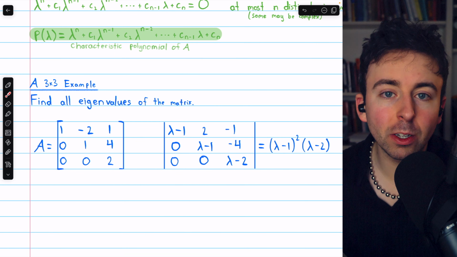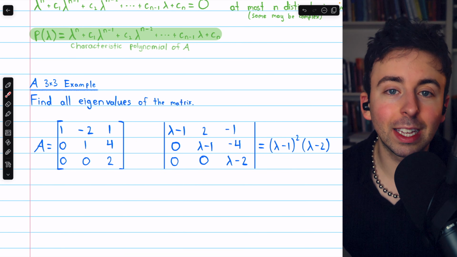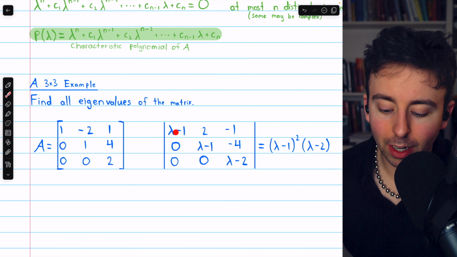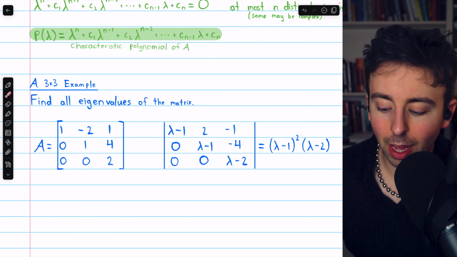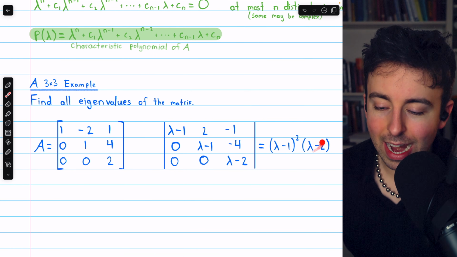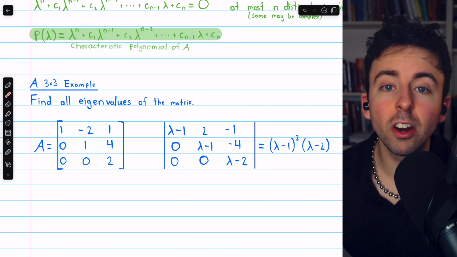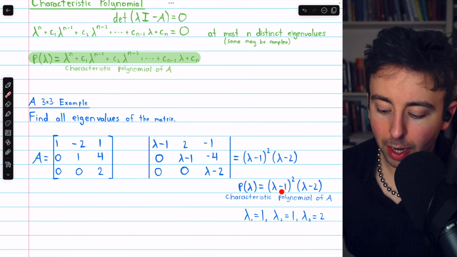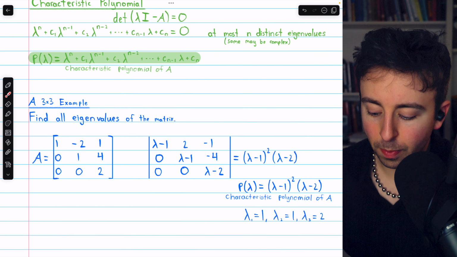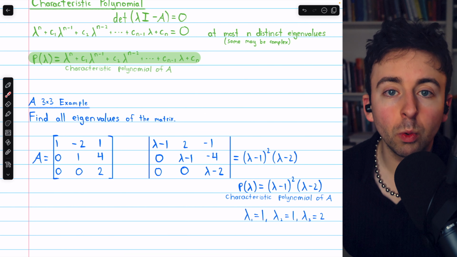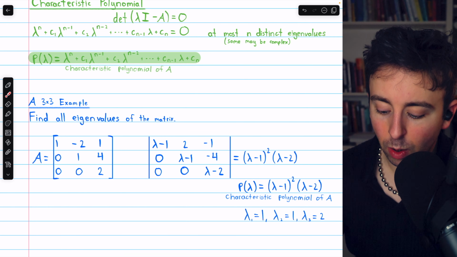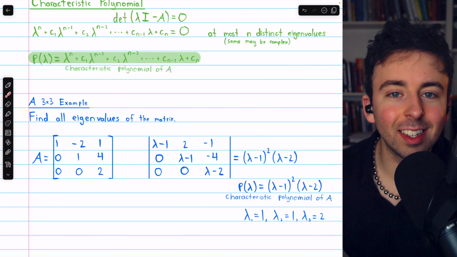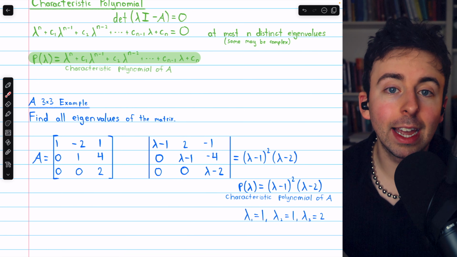This is a triangular matrix, so the determinant is very straightforward to calculate. It's just the product of the diagonal entries. So (lambda minus 1) times (lambda minus 1) multiplied by (lambda minus 2). We now know the characteristic polynomial of this matrix: (lambda minus 1) squared times (lambda minus 2), and setting that equal to 0, we find these eigenvalues, 1, 1, and 2. So there are two distinct eigenvalues, 1 and 2.